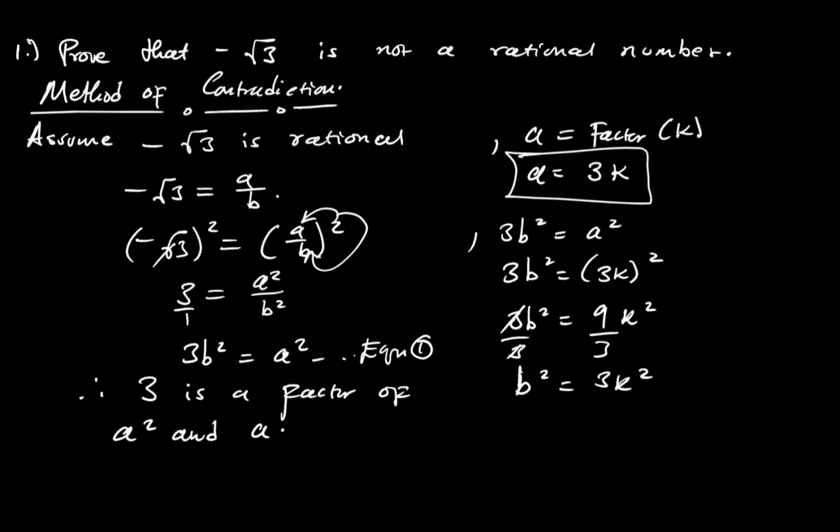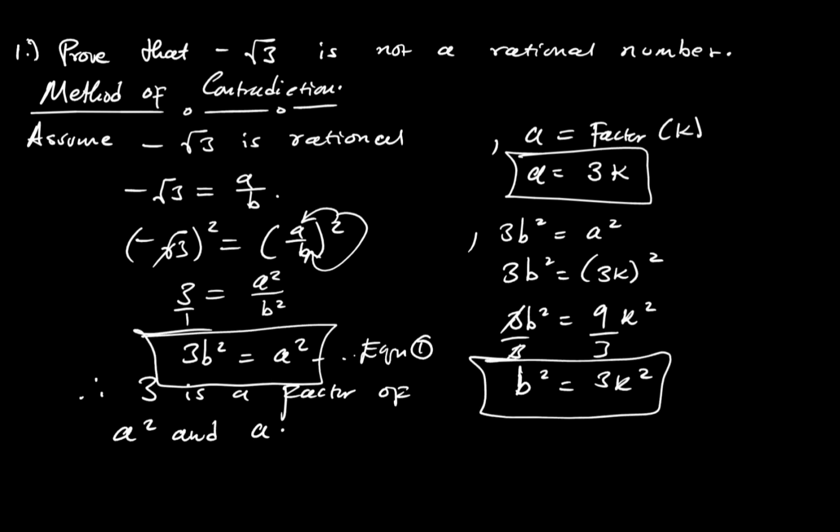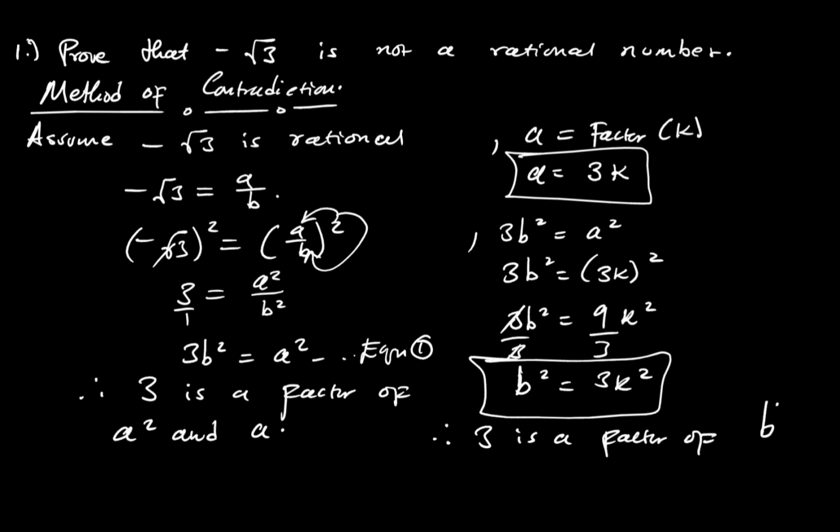So now, what does this tell you again? Now, in a similar manner as this told us that 3 is a factor of a, even in this case here, we can clearly understand that 3 is a factor of b squared and b. Therefore, I can say 3 is a factor of b squared and b.